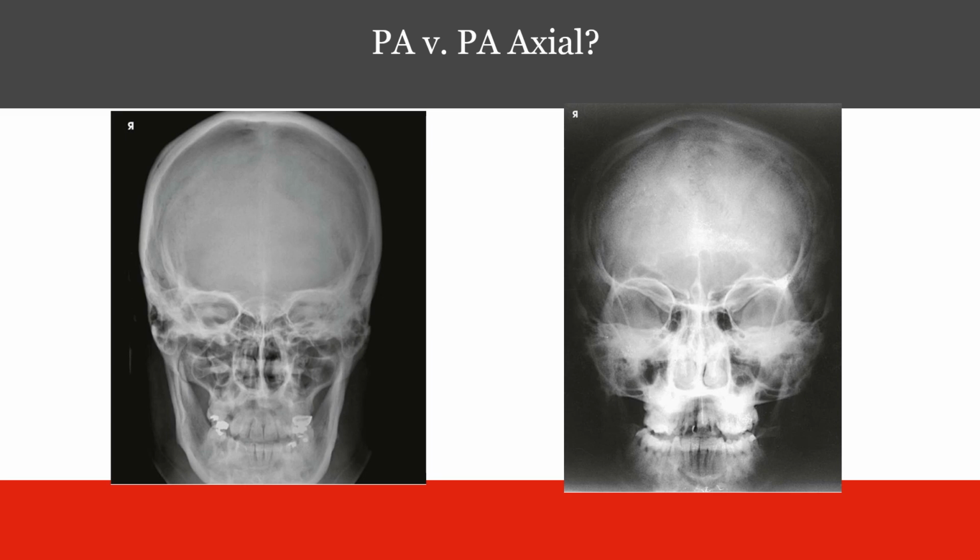Now, the question is, which one of these is the PA versus the PA axial? The PA is on the left because the petrous ridges fill the orbit. The PA axial is on the right because the petrous ridges are in the lower 1/3 of the orbit. That's where we're seeing they're down here, whereas on the PA projection, they fill the orbit.